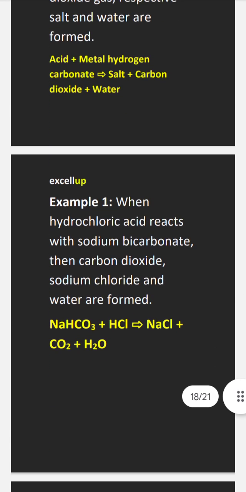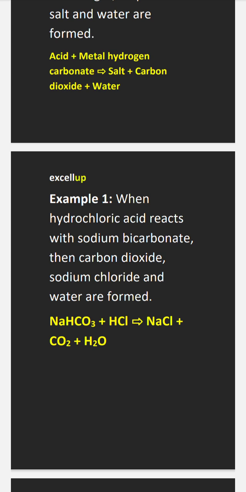Example is the reaction between hydrochloric acid and sodium bicarbonate. So when hydrochloric acid reacts with sodium bicarbonate, then carbon dioxide, sodium chloride and water are formed. The equation is NaHCO3, that is sodium bicarbonate or sodium hydrogen carbonate, plus HCl, hydrochloric acid, is equal to NaCl, sodium chloride, plus CO2, carbon dioxide, plus H2O.